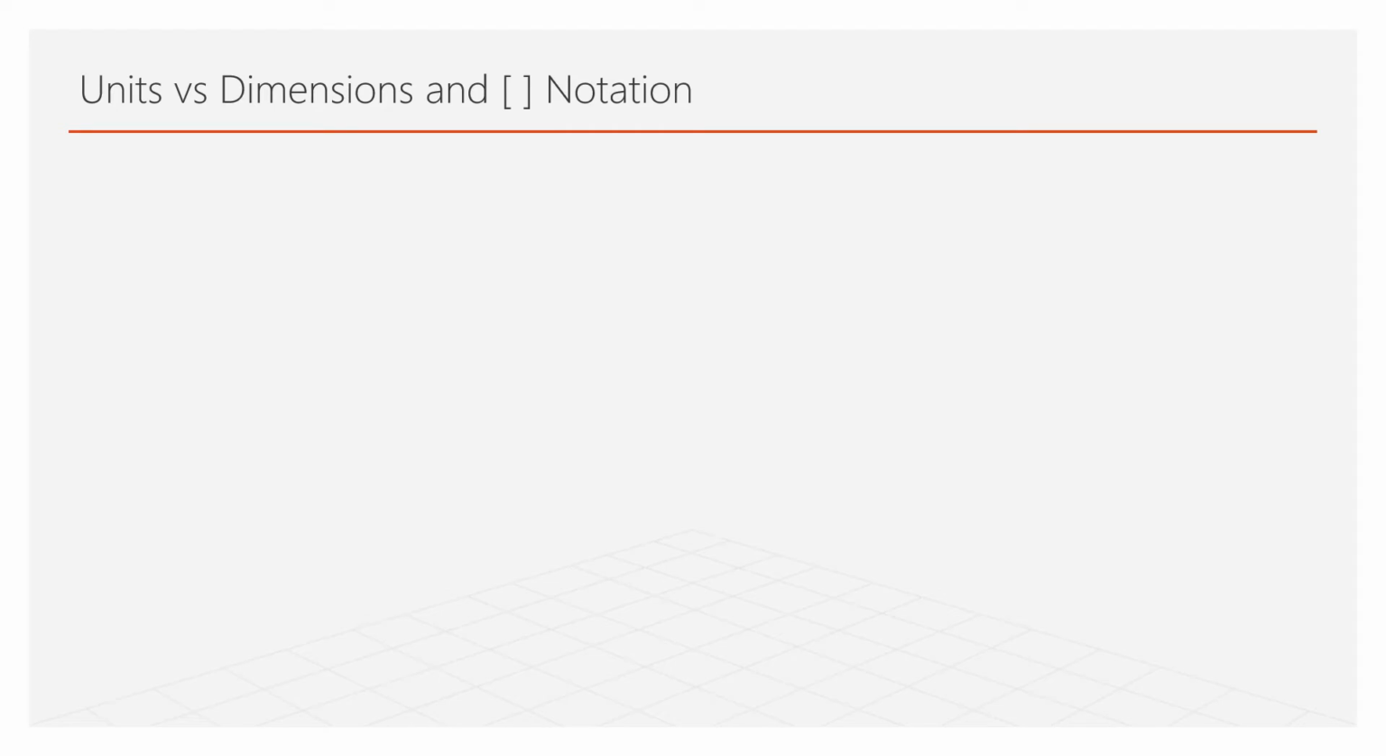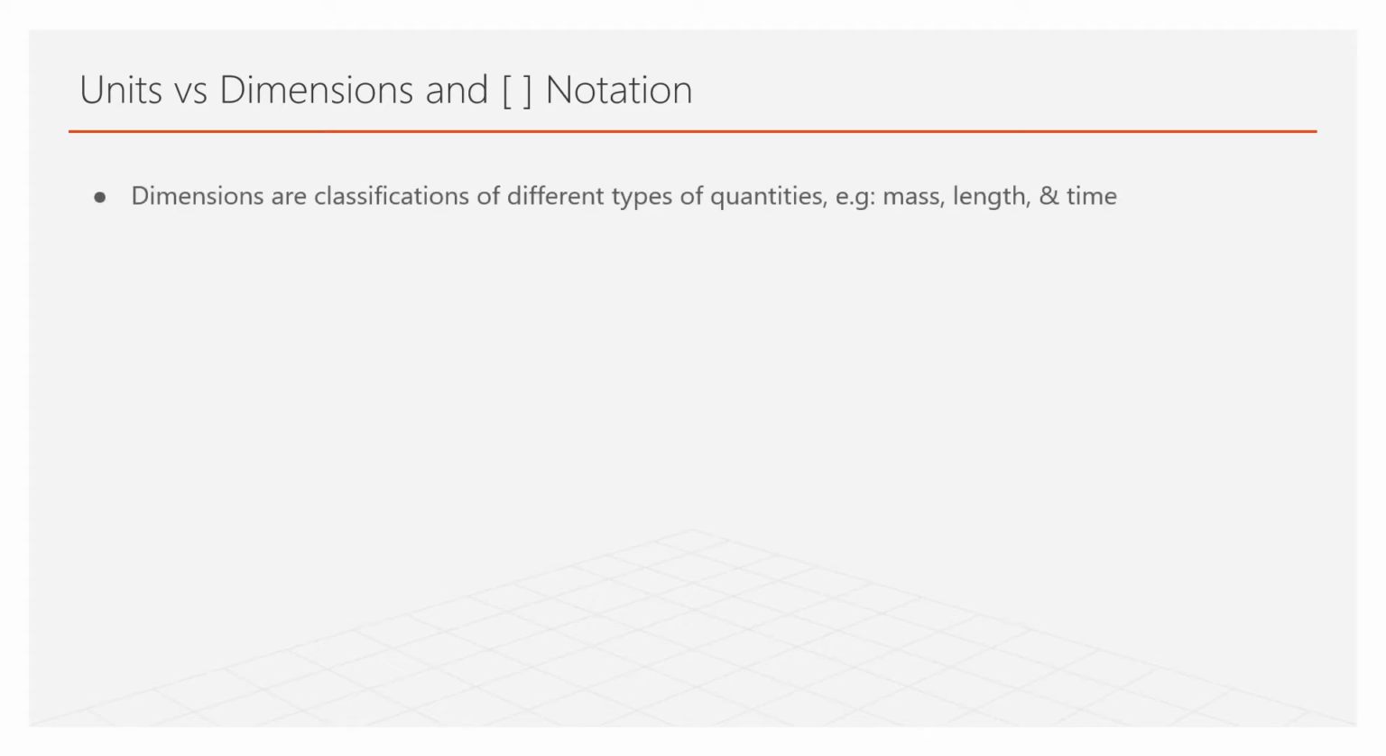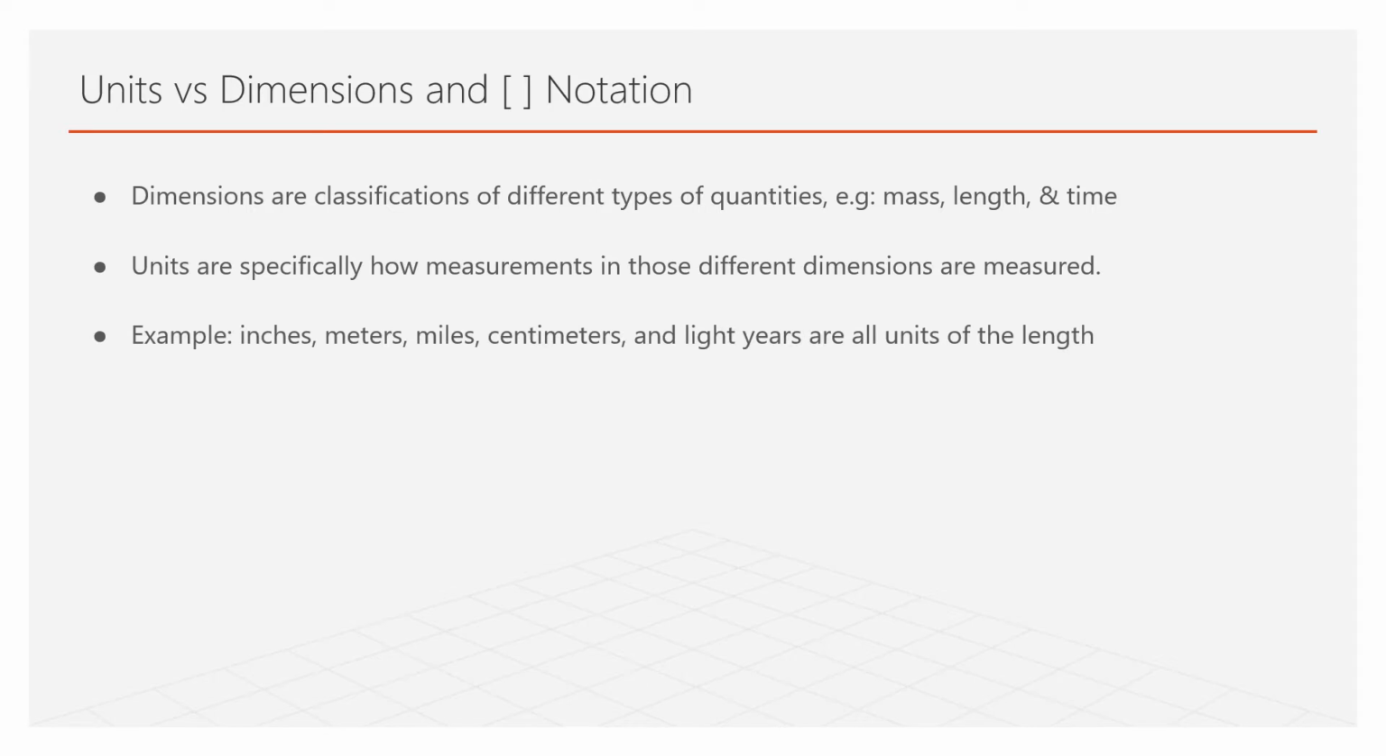Let's talk about units and dimensions and the square bracket notation. Dimensions are classifications of different types of quantities, for example, mass, length, and time. Units are specifically how measurements in those different dimensions are measured. For example, inches, meters, miles, centimeters, and light years are all units of length.